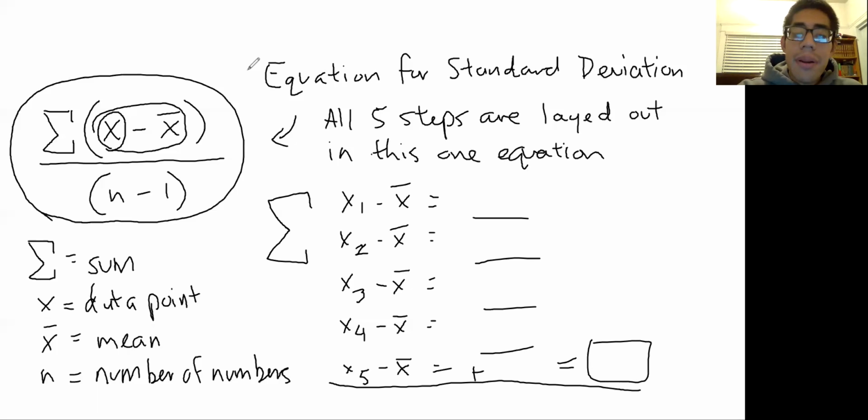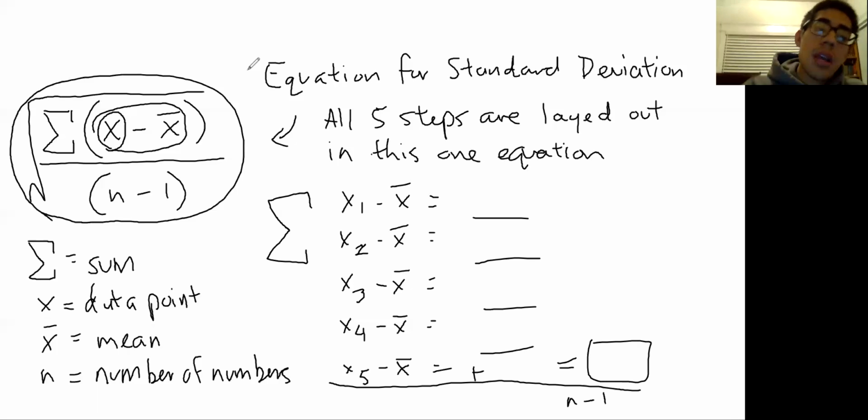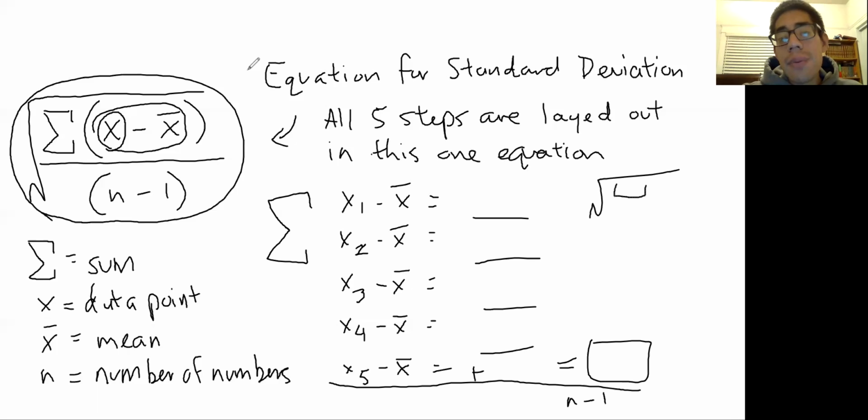That number has to be divided by n minus 1. And of course, we can't forget about the square root: the square root of whatever this number was divided by n minus 1. That's basically what we did. That's how all 5 steps are in here. I just wanted to show you guys that. For the sake of this lesson, don't worry about the formula. Worry about the steps, okay?